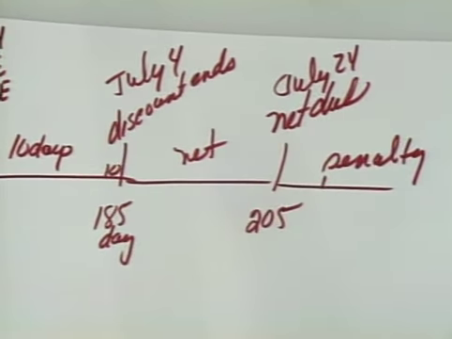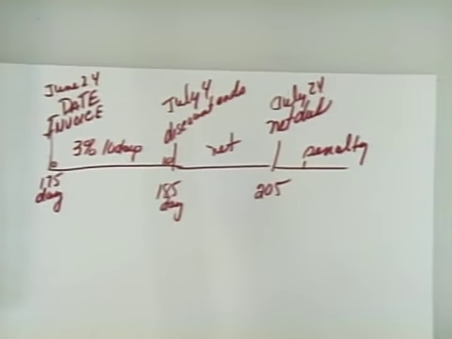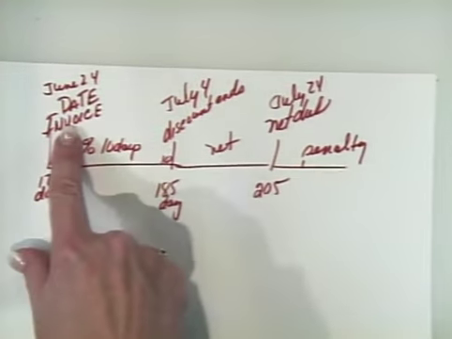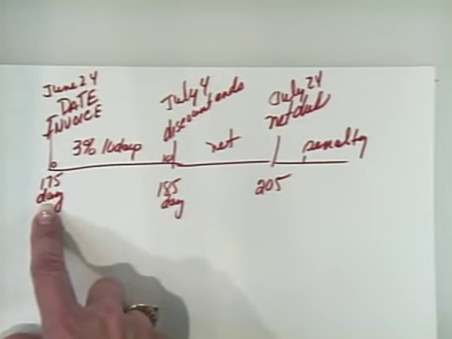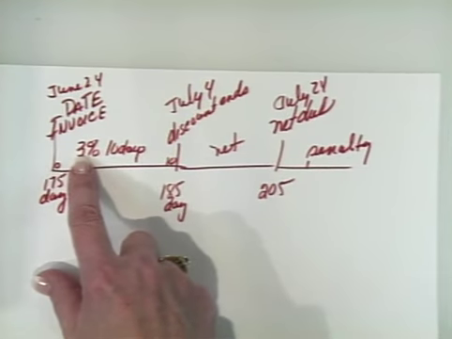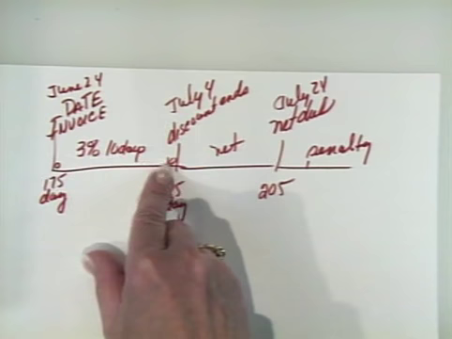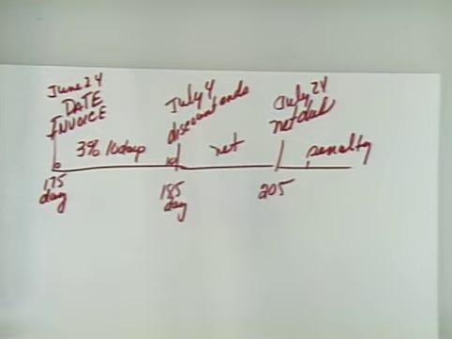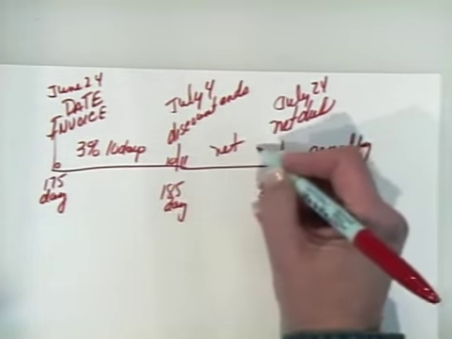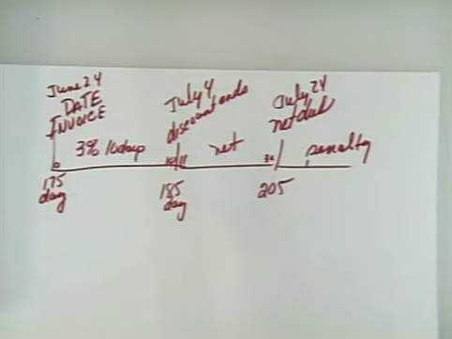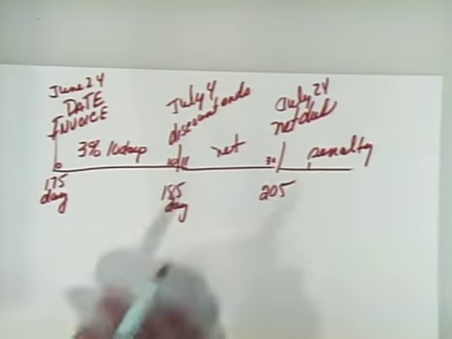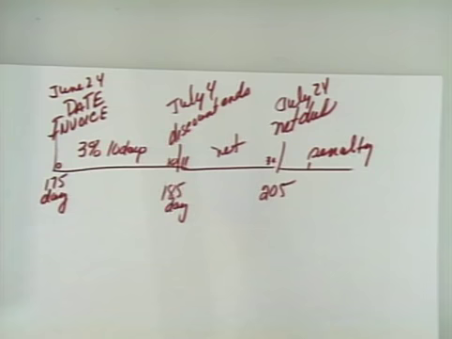So if you look at this chart that we've made, mine's very sloppy, we start counting at the invoice date. The invoice date was June 24th. That is day 175. We were told we'd get a 3% discount for 10 days. So there's 0 and there's 10. This is day 11. The net is due 30 days from the invoice date, so that's through day 30. So discount ends on day 185. Net is due on day 205. Any day after July 24th, you're going to pay some sort of a penalty.